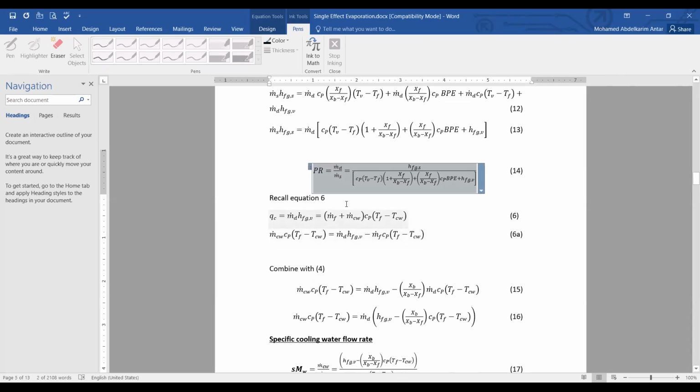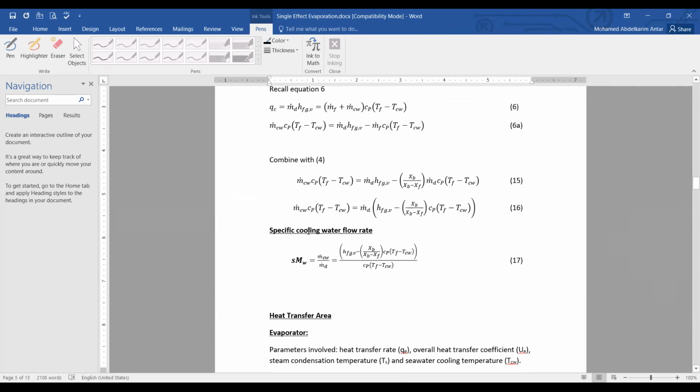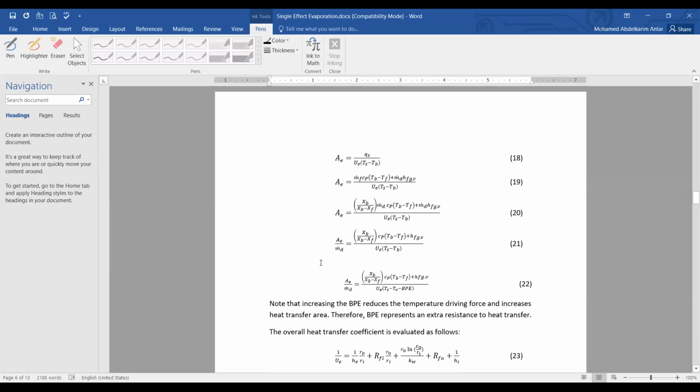But anyway, just to complete the picture so that you would know that that's something that can be done, I'm putting this analysis here in details. So just follow this analysis. It's not worth talking about it in class. You can just read it on your own, and then you will see that, yes, for the single effect evaporation only, you can come up with an expression for PR, an expression for the specific mass rate of the cooling water, and then this is a standard way to calculate the surface area.